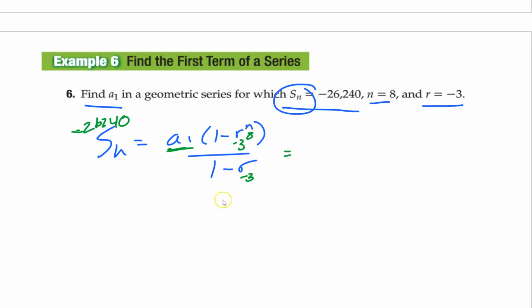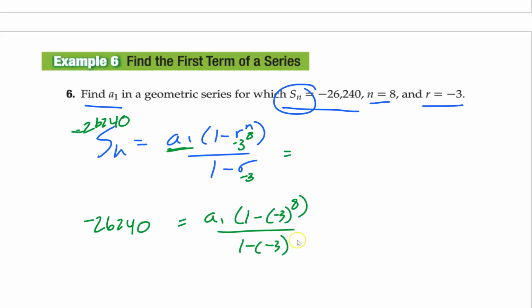So I have this, negative 26,240 equals A1 times 1 minus -3 to the 8, we gotta watch out there, and 1 minus -3. So what I mean by that, here this is 4, right? 2 negatives make a positive, I get 4. Here they don't. This goes first. You gotta figure out what -3 to the 8th is.